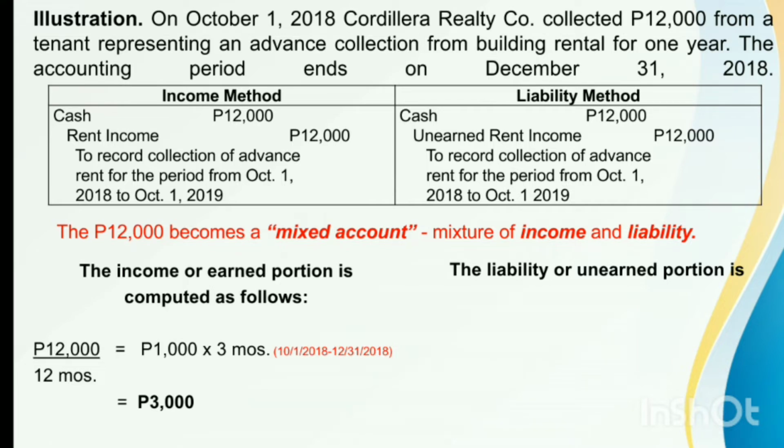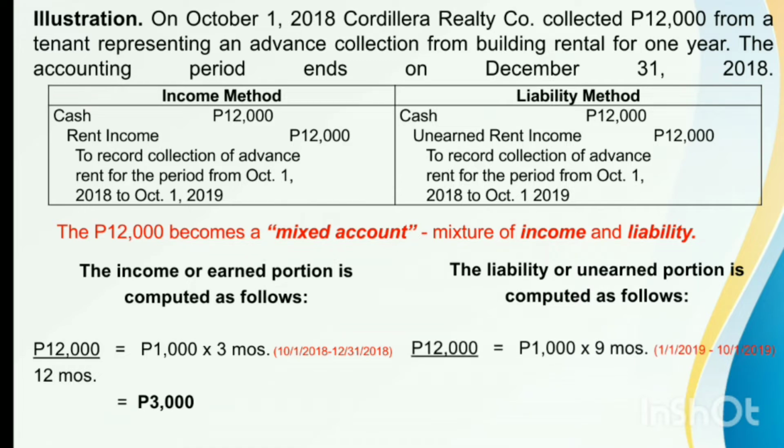So 1,000 pesos monthly rental times 3 months is equal to 3,000 pesos. So this is now the income or the earned portion of the 12,000 pesos. Let us now proceed to the liability or the unearned portion of the 12,000 pesos.